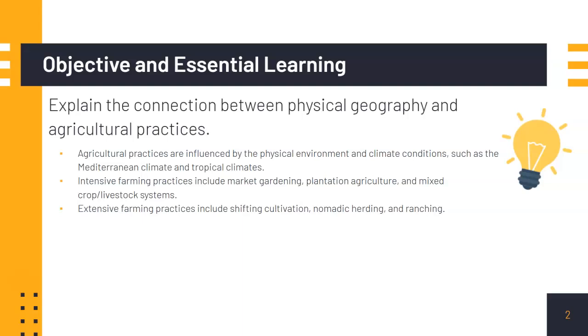Understanding these connections between physical geography and agricultural practices helps us see how the environment shapes human activity and how humans adapt their agricultural methods to fit their surroundings. As we go through these notes, keep asking yourself, how does the land influence the type of farming, and how do farmers adapt their methods to get the most out of their environment?